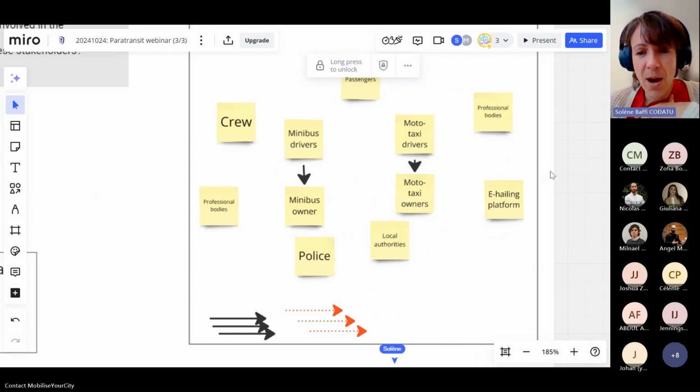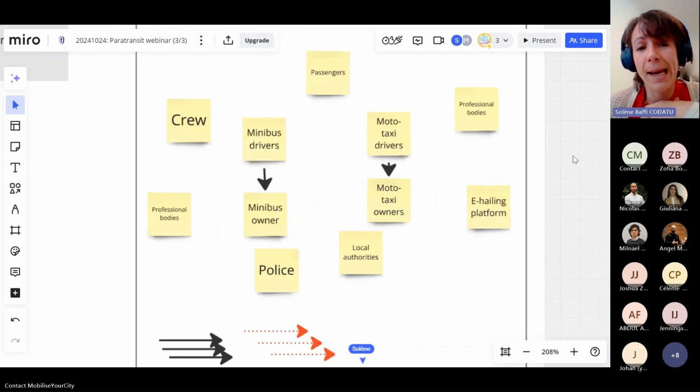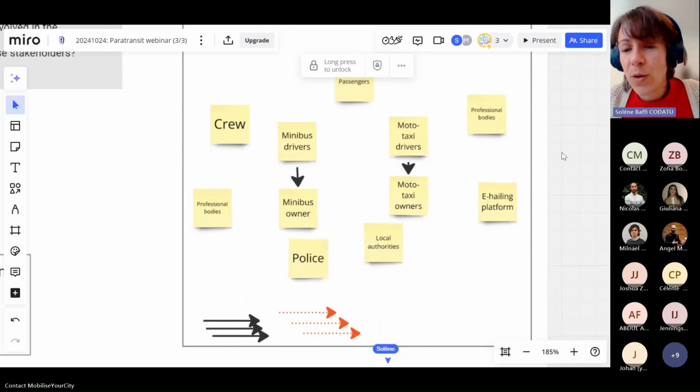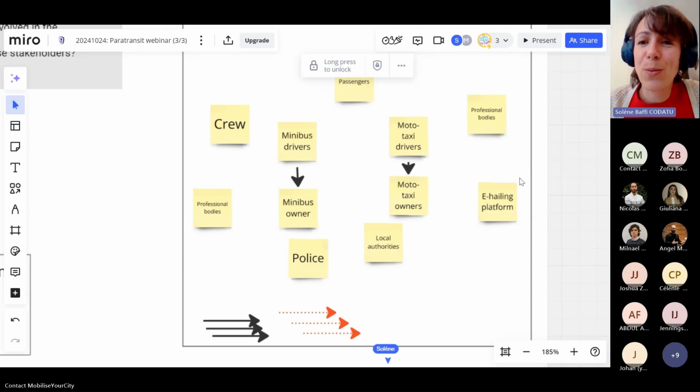But maybe another type of interaction we could also try to look at more precisely would be where is the main income coming from, meaning where is the main financial stream coming from. And that would also take us to one of the specificities of the paratransit sector, being that there are very limited financial resources. If any of the participants would have an idea, a guess on this one.